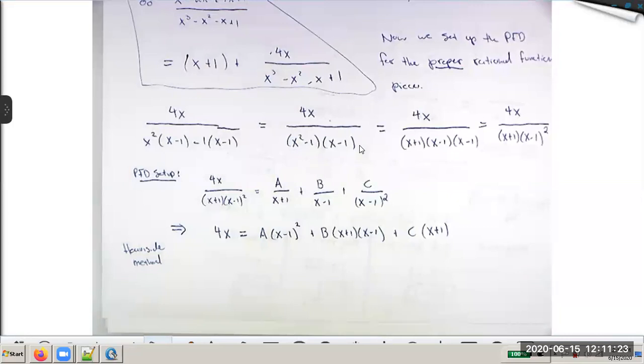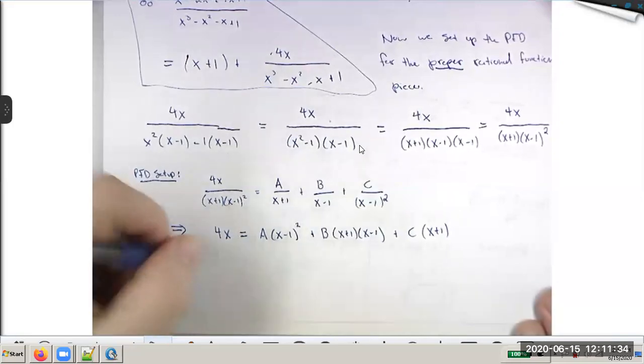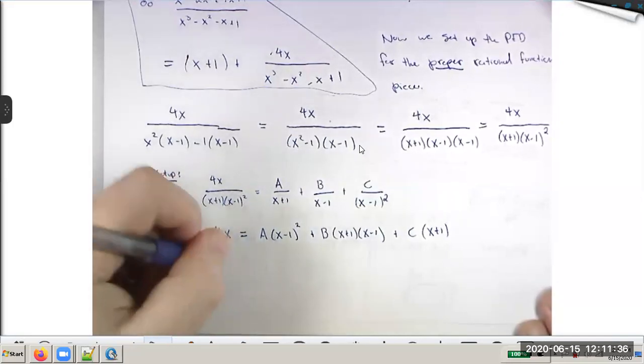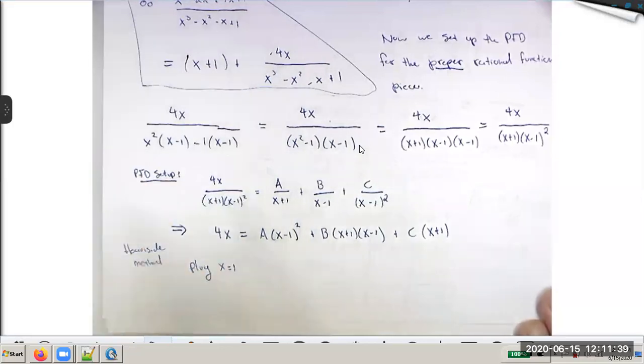Heaviside method won't get me everything, but it will get me some things, and I should use it to get whatever I can out before I move on from here. So if I plug x equals 1, this term will drop out, and this term will drop out, and I will get this guy.